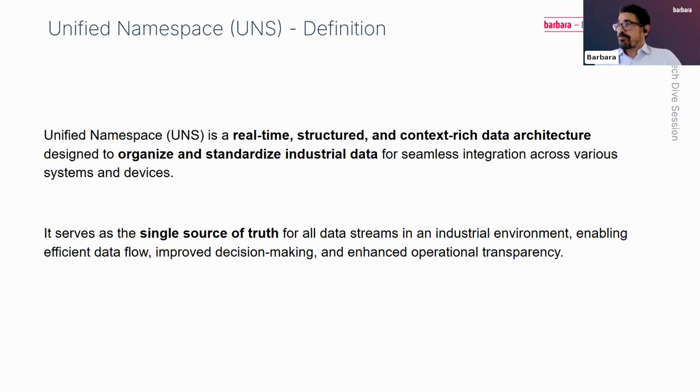Okay. And at the end, what we are going to do in the second use case is to show you how to deploy a complete UNS solution, okay? It is a more complex architecture because it normally involves several edge nodes, okay, not only one like in the previous use case. And at the end, UNS is like a way of having a real-time, context-rich data architecture designed to organize and standardize industrial data for seamless integration across various systems and devices. It is the formal definition.